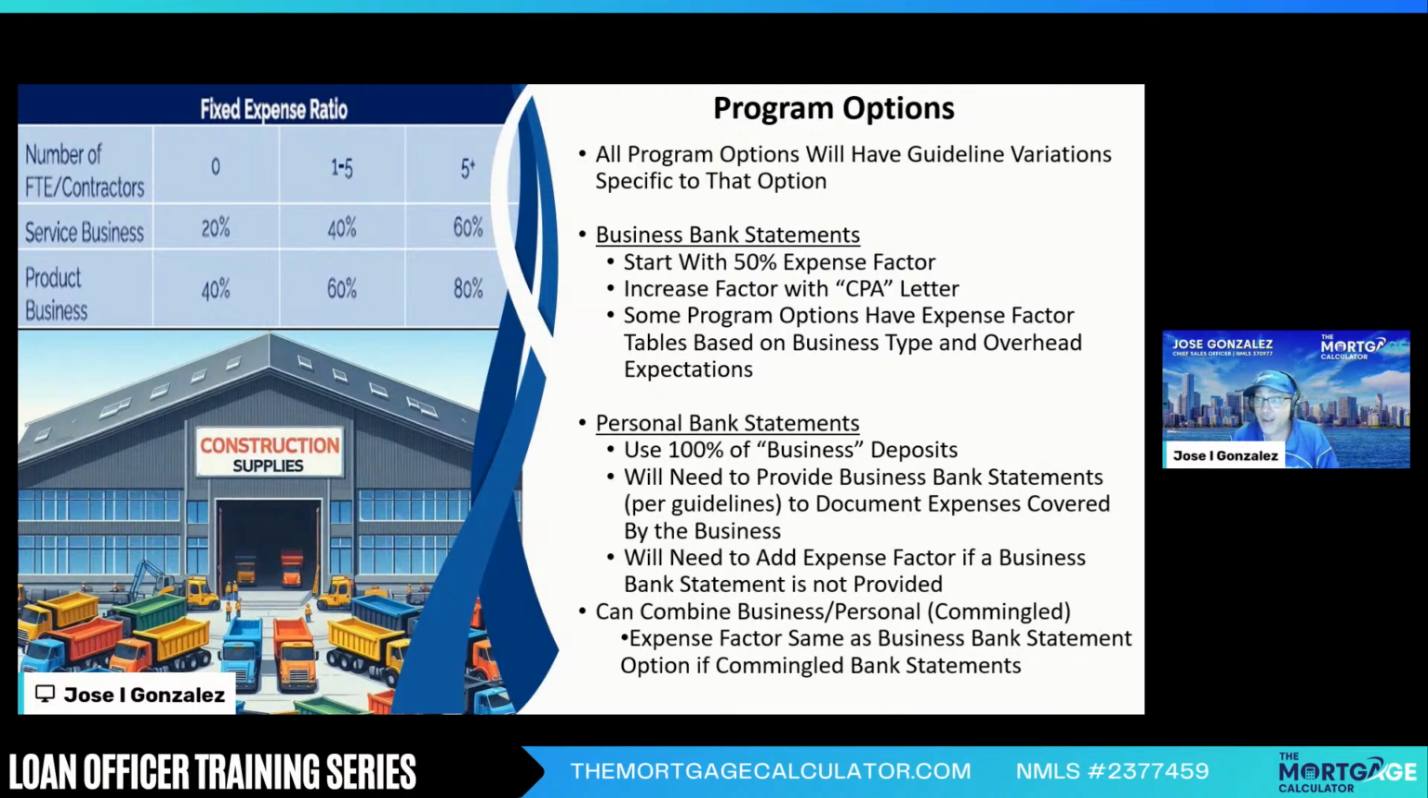Don't get caught off guard, because that's probably one of the biggest mistakes that people make when either commingling bank statements or using personal bank statements. And all of a sudden, when the expense factor comes into play, the borrower qualifies for a lot less.